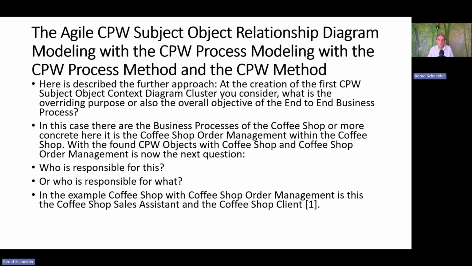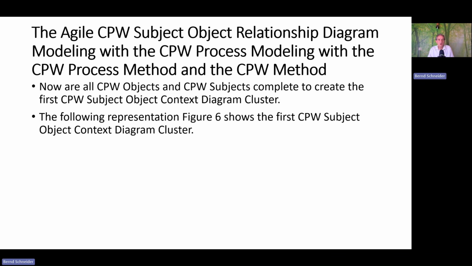With the found CPW objects, coffee shop and coffee shop order management, the next question is now: who is responsible for this? Or who is responsible for what? In the example, coffee shop with coffee shop order management, this is the coffee shop sales assistant and the coffee shop client. Now all CPW objects and CPW subjects are complete to create the first CPW subject object context diagram cluster.